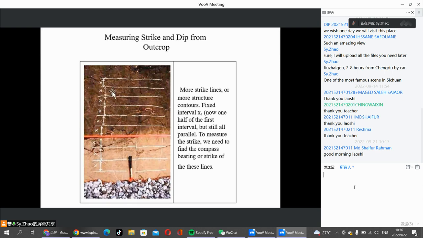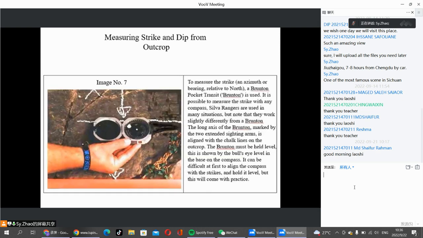And some more lines with the same intervals were drawn on this outcrop. And to measure the strike, we need to find the bearing of these lines. So to measure these strikes, geological compasses can be used. And it is possible to measure the strike with Brunton compasses actually.